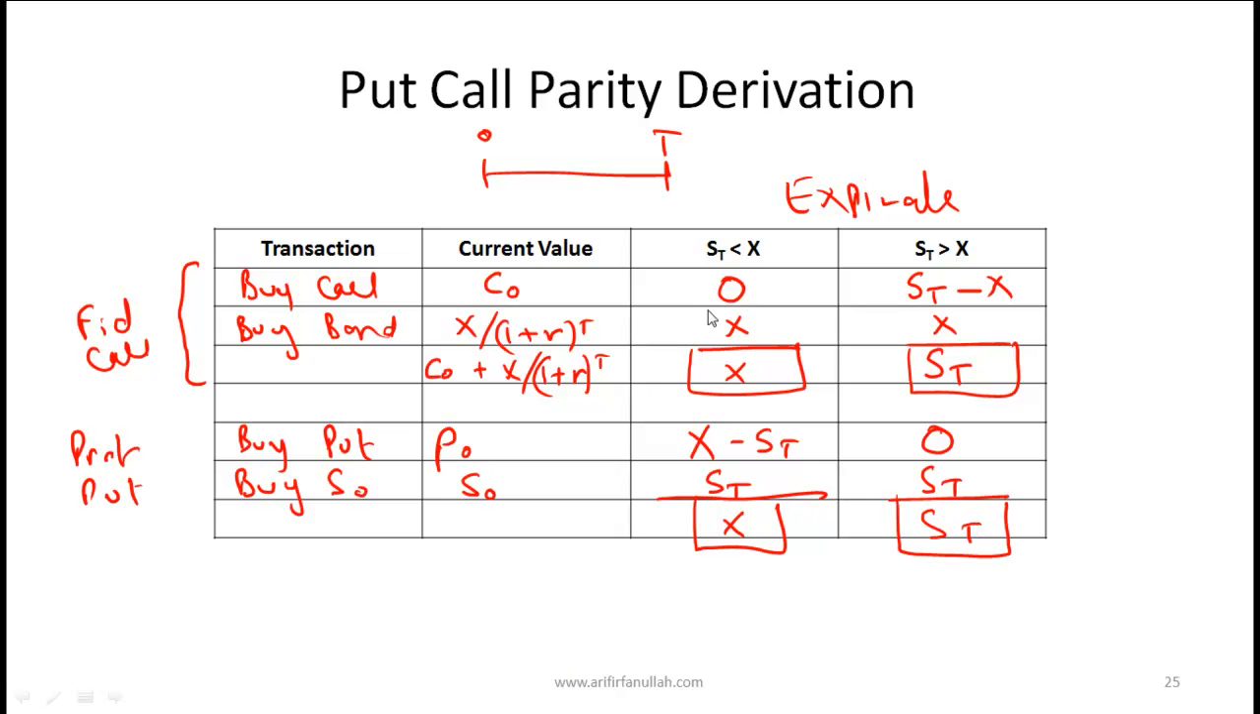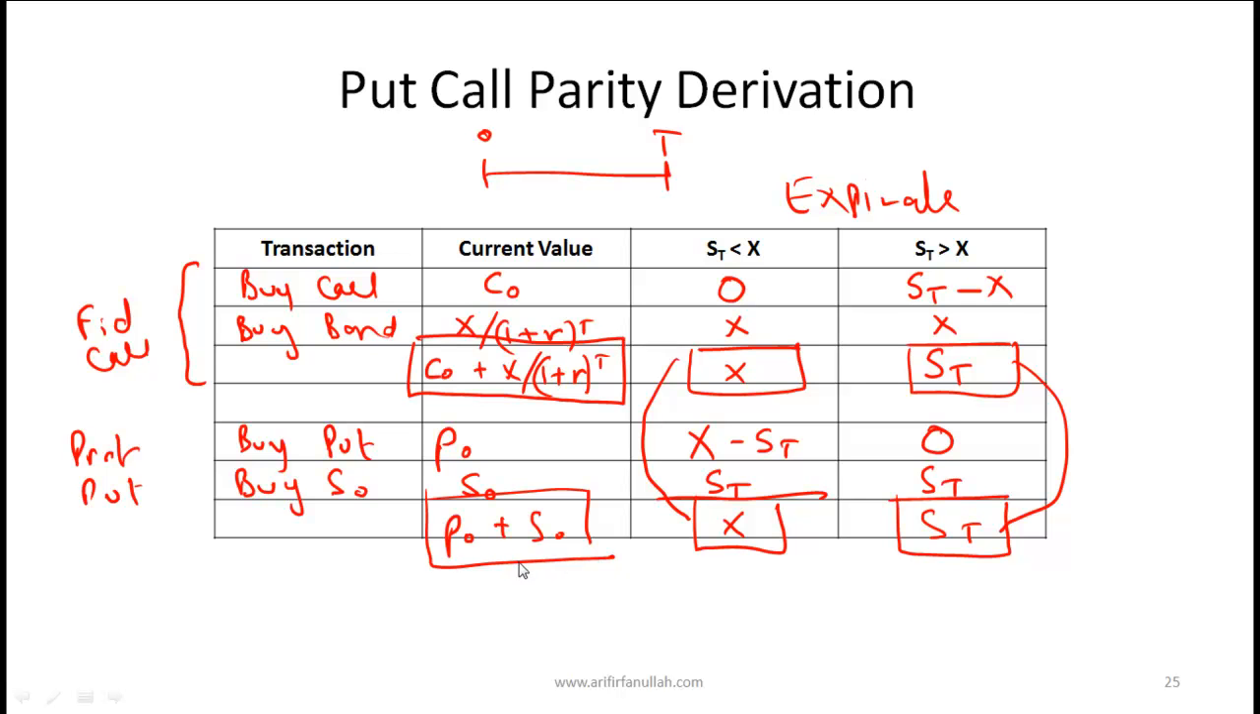Notice now that no matter what happens at expiry, the value of the fiduciary call and the protective put is the same. In the scenario where the stock price ends up being less than the strike price, both the fiduciary call and the protective put will have a value of X, and if the stock price ends up being greater than the strike, then both have a value of ST. So that essentially proves the relationship that a fiduciary call, which is represented by this, is equal to a protective put, which is represented by P naught plus S naught.